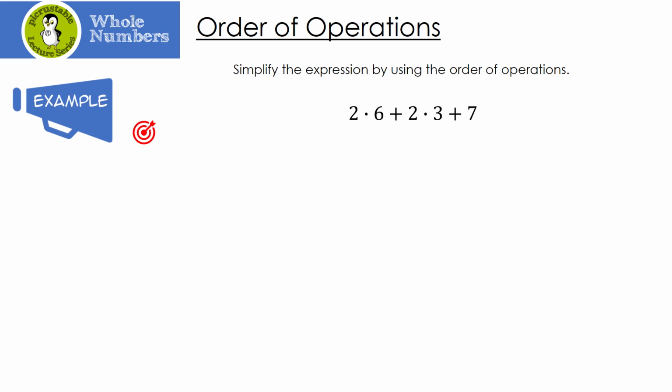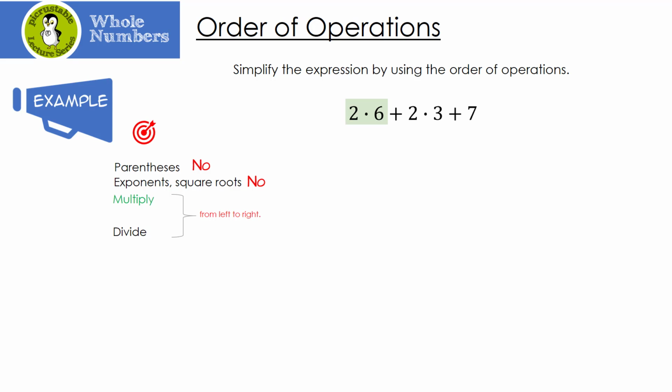Let's look at our first example. Simplify the expression by using the order of operations. Number 1 in order of operations is parentheses. Do we have any? No. What about exponents or square roots? No. What about multiplication or division? From left to right. We sure do. Once again, we start from the left.